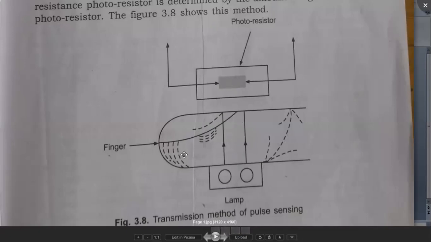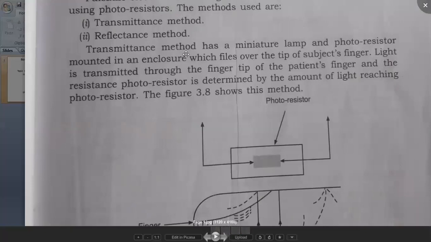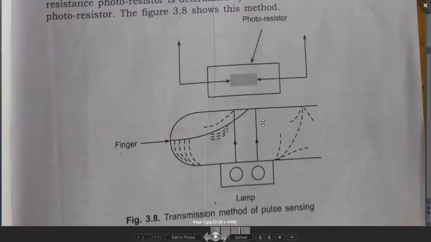When there is a variation in the blood flow or pressure, light is transmitted through the fingertip of the patient, and the resistance of the photoresistor is determined by the amount of light reaching it. When the blood is flowing through the blood vessels, there is a change in the light intensity, because the blood opposes the passage of the light from the lamp to the photoresistor.